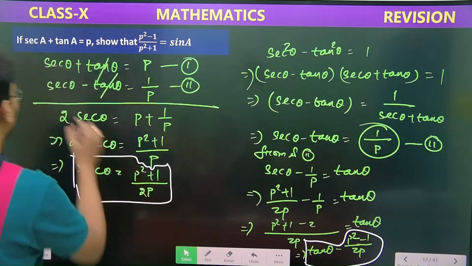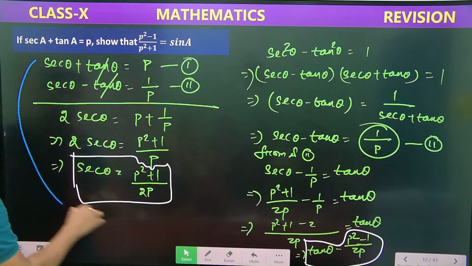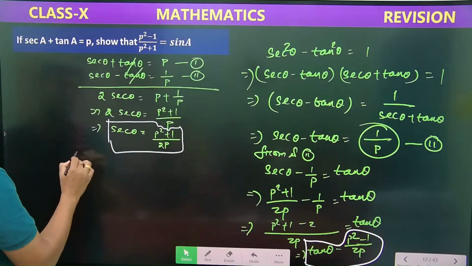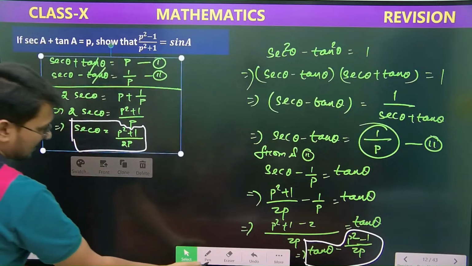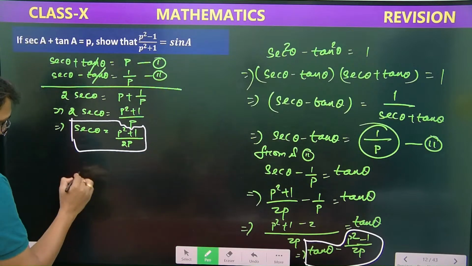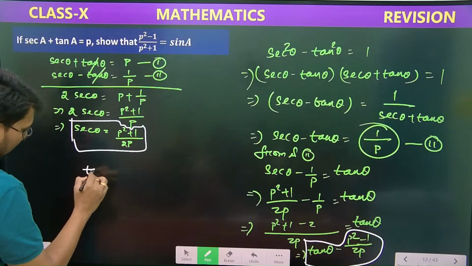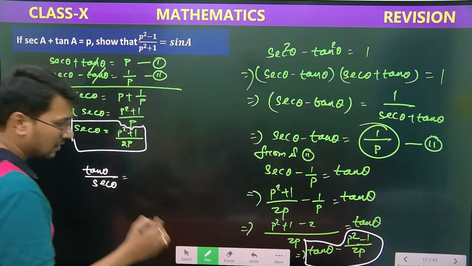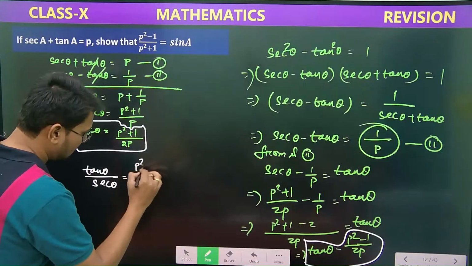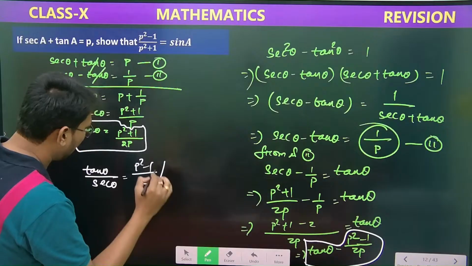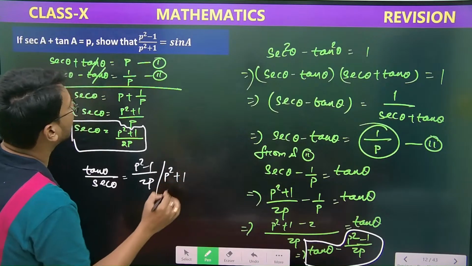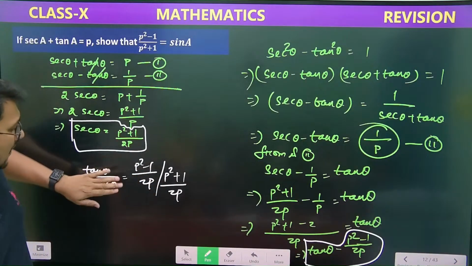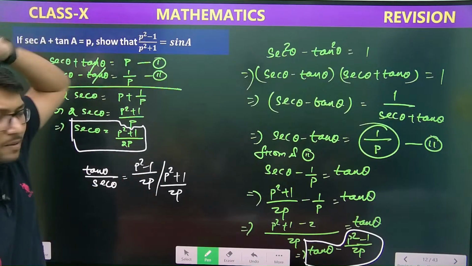Okay, so now I am dividing which one? Tan by sec, because you know tan by sec is what? Sin theta. Check, tan by sec is sin, right? Now dividing tan theta by sec theta, tell me tan theta value: (p square minus 1) by 2p divided by (p square plus 1) by 2p. Also you can ask, why did you divide tan theta by sec theta? Chalo, I am leaving this one. But you need p square minus 1 by p square plus 1.